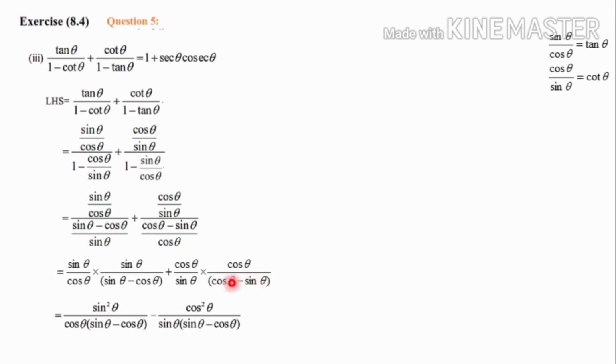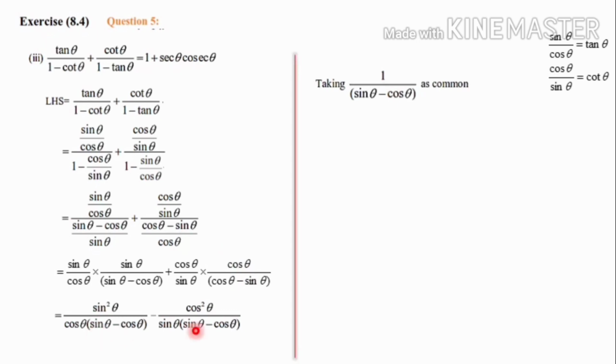Why have we taken the minus? In the sense, if I take the minus outside, this term becomes sin theta minus cos theta, so that I can take a common sin theta minus cos theta in the next step. The numerator is the same, cos theta into cos theta, that is cos square theta. Then when you observe the denominator, 1 by sin theta cos theta is common, sin theta minus cos theta is common. Take it out, that is 1 by sin theta minus cos theta into, here sin square theta by cos theta is the balance, minus cos square theta by sin theta is the balance on the second term.